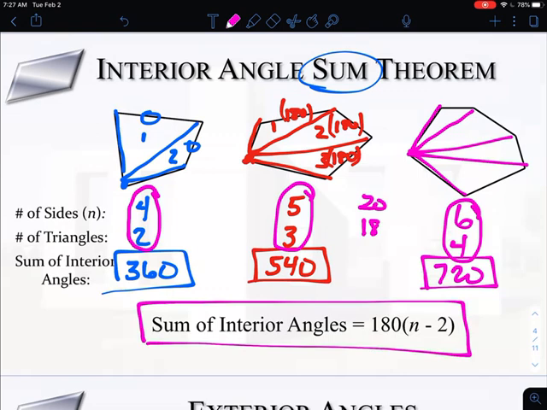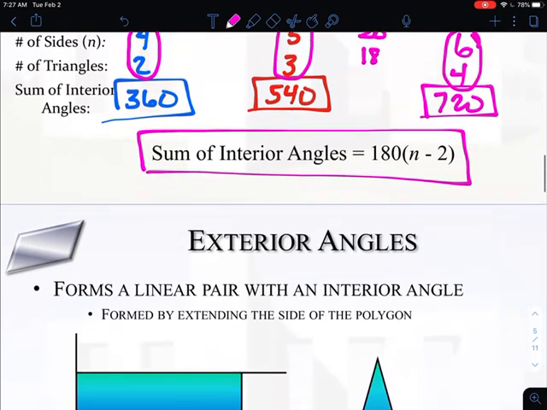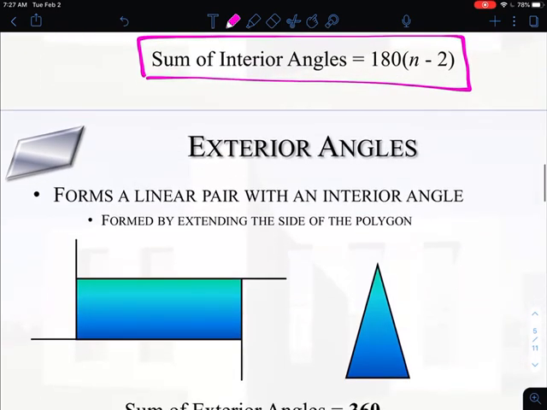This is a formula you need to copy down in your notes. It's one that you're going to need to memorize. When I want the sum of the interior angles, I'm going to take 180 times the number of triangles, so how many sides I have minus 2, and it's always going to stay the same. So the number of sides minus 2, multiplied by 180.